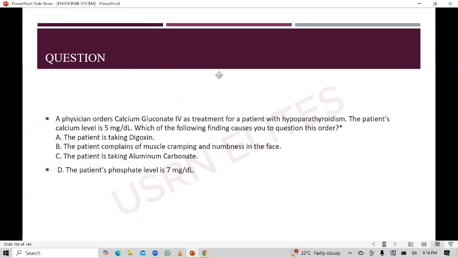A, the patient is taking digoxin. B, the patient complains of muscle cramping and numbness in the face. C, the patient is taking aluminum carbonate. D, the patient's phosphate level is 7.